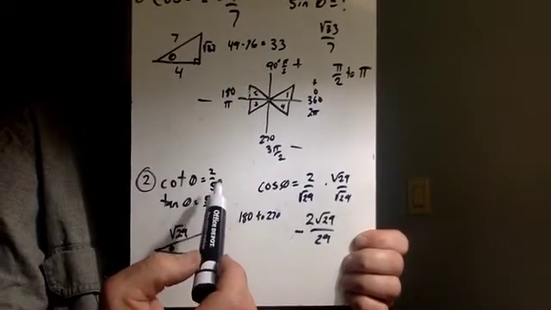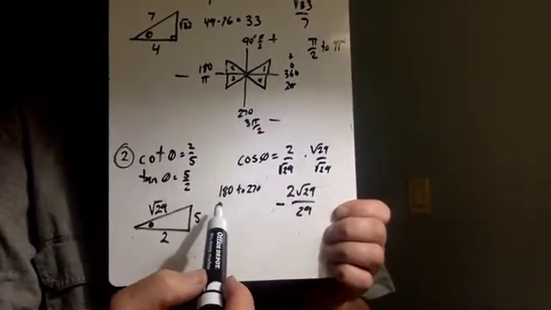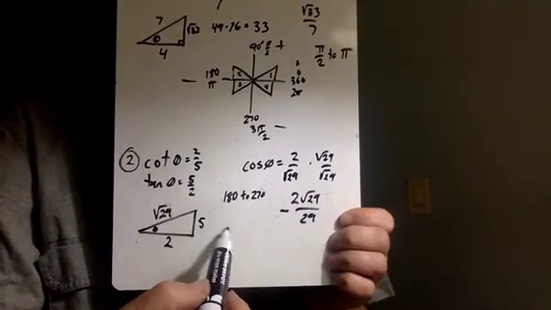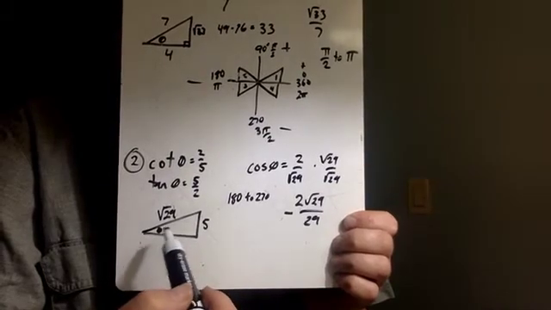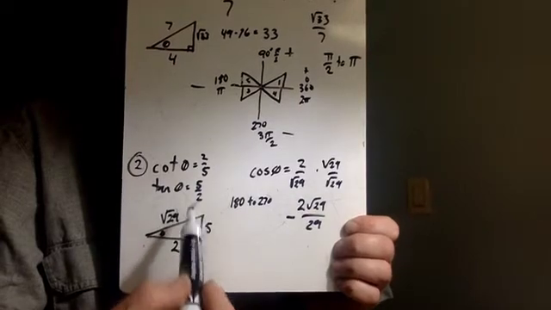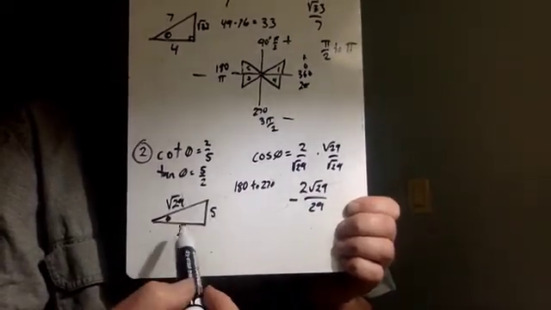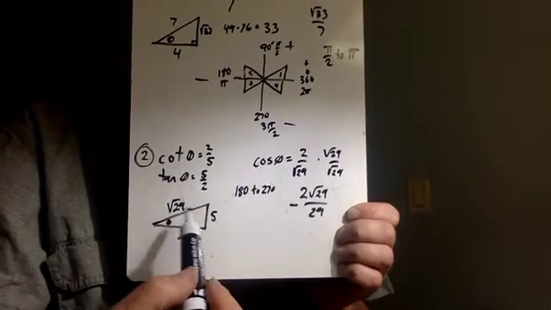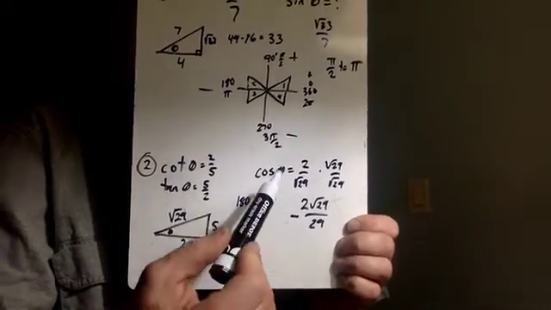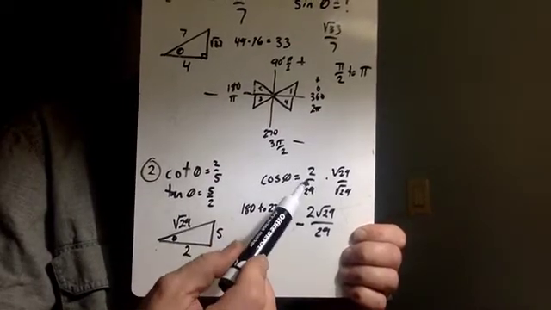So if cotangent's 2 over 5, then tangent's 5 over 2, and now I can build my triangle. Tangent of 5 over 2 is opposite over adjacent, SOHCAHTOA, so that'd be 5 and 2. That's where these two numbers come from. And then you do Pythagorean theorem, which is 25 plus 4 is 29. So your hypotenuse is square root of 29, and they want you to find cosine. So that'd be 2 over the square root of 29.